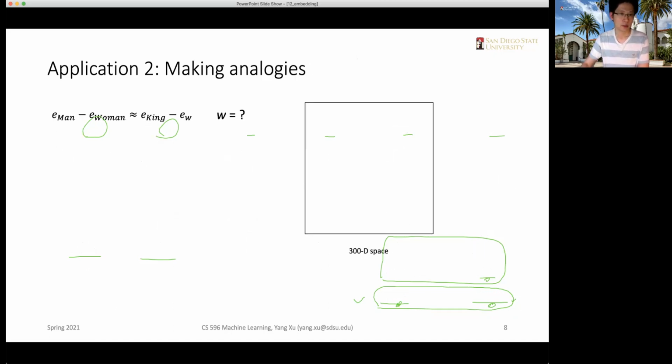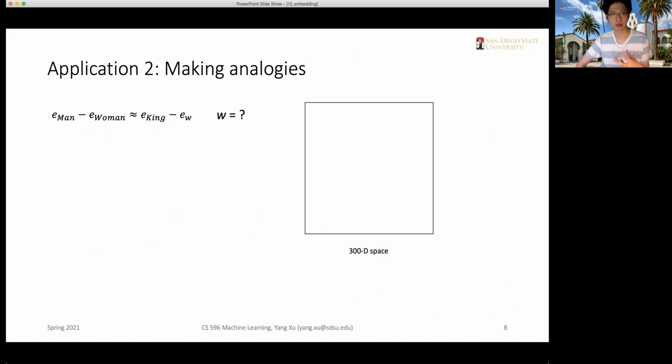All right. And the second application for word embeddings is the one that we have just covered. It's to use the word vectors to make analogies, similar to simple arithmetic between vectors. Like we want to know which word is to king as woman is to man. Such a word analogy task can be achieved by using this simple arithmetic operation.